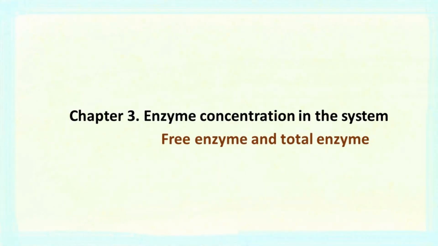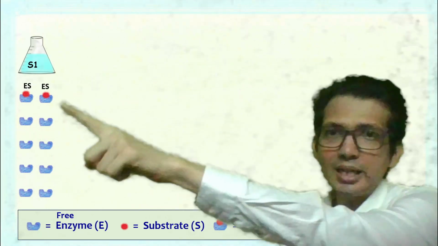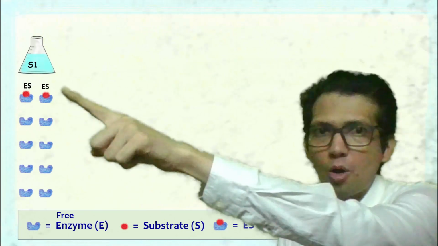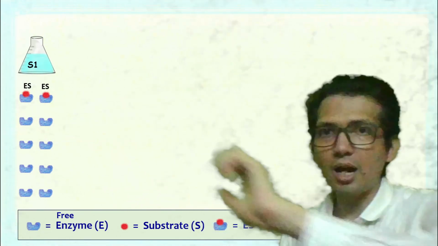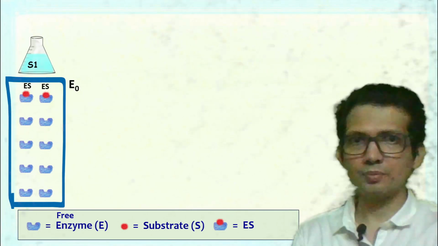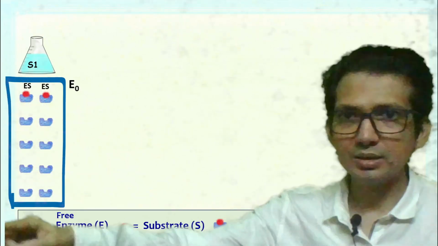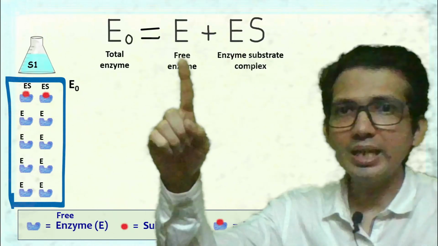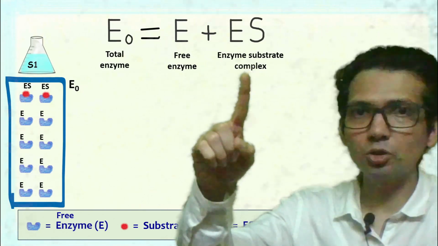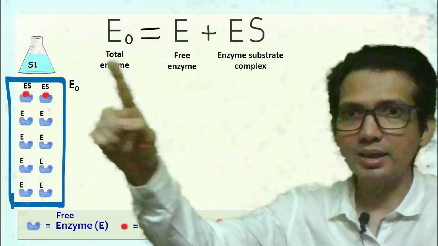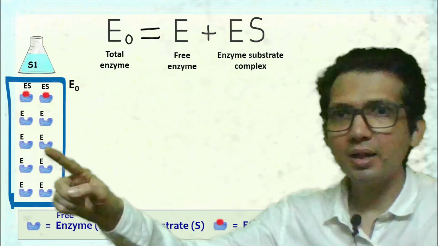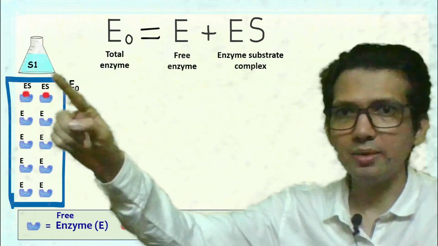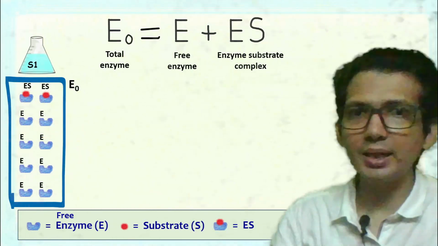Now let's talk about enzyme concentration in the system, that is free enzyme and the total enzyme. So the system that you see in here, we have the ES complex and the free enzyme. So the total enzyme E0 can be given as free enzyme E plus ES complex. So this is the total enzyme E0, this is the free enzyme, and this one over here is the ES complex.